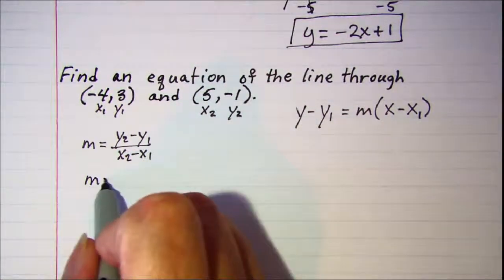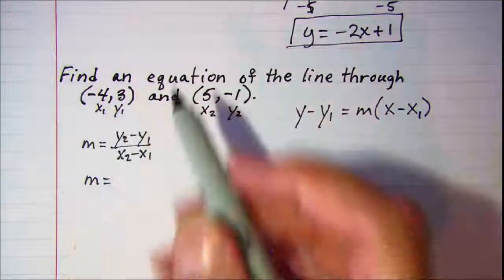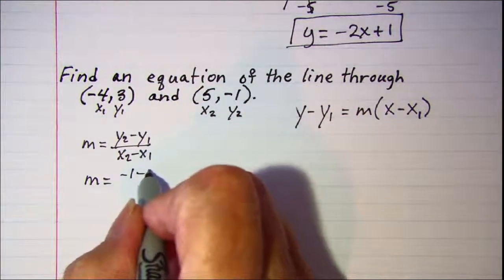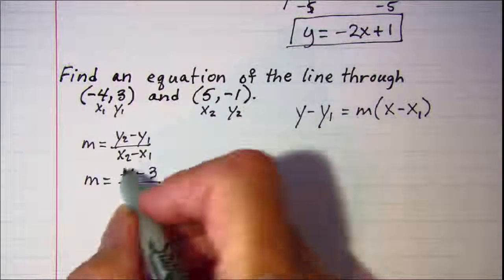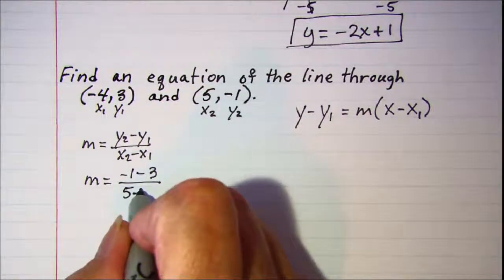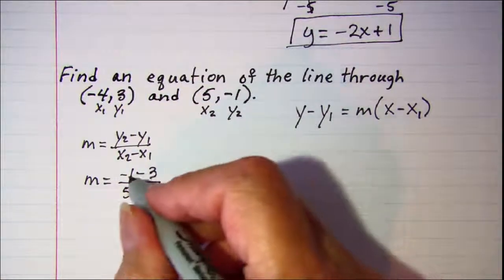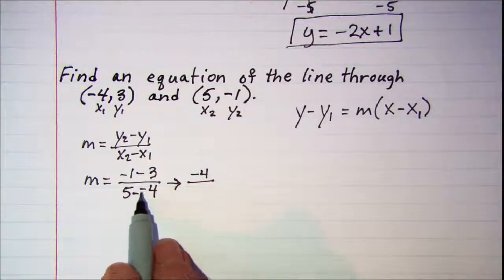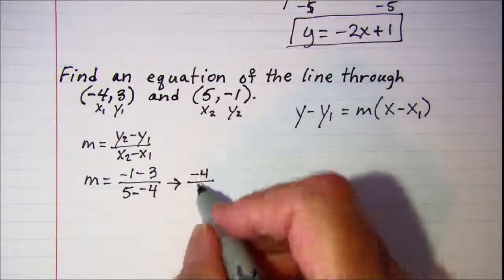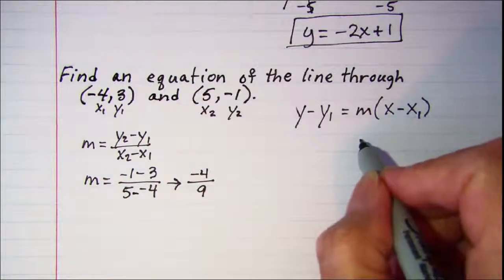So our slope in our case is -1, subtract 3, divided by 5, subtract -4. Let's simplify this a little bit. -1 subtract 3 is a -4. And then these two minuses are plus, so I have 5 plus 4, which is 9. So my m is -4/9. I can put that right in here.